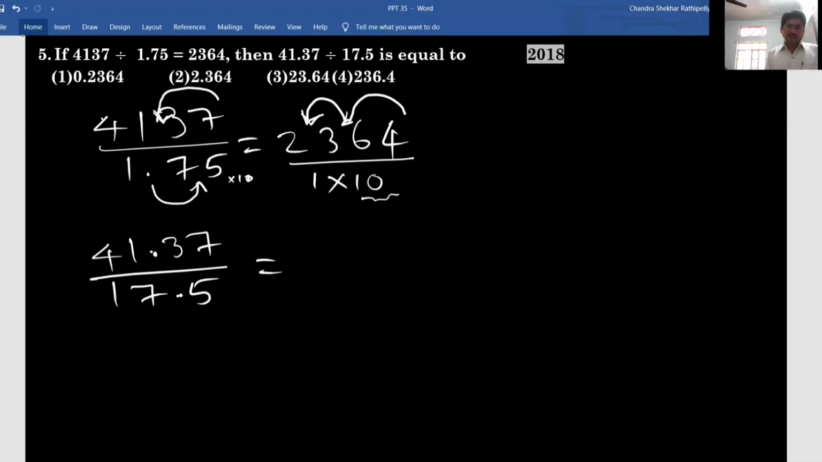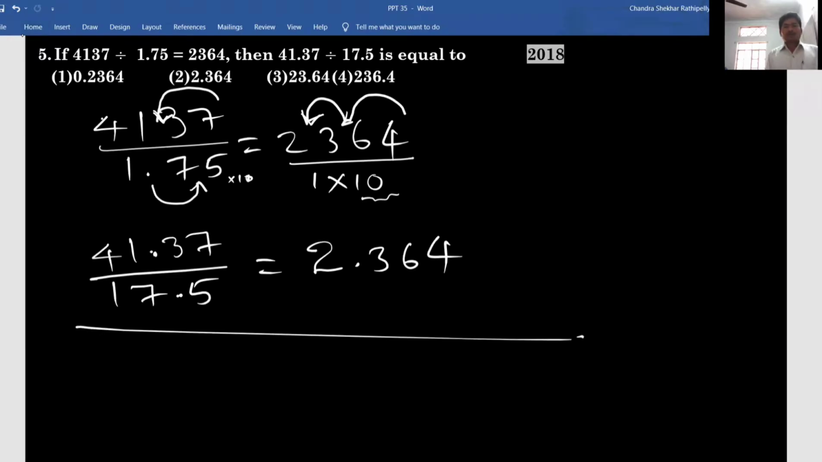To divide by 10, we shift the decimal to the left by 1 place. So what is the answer? 2.364. So 2.364. So option 2 is correct.